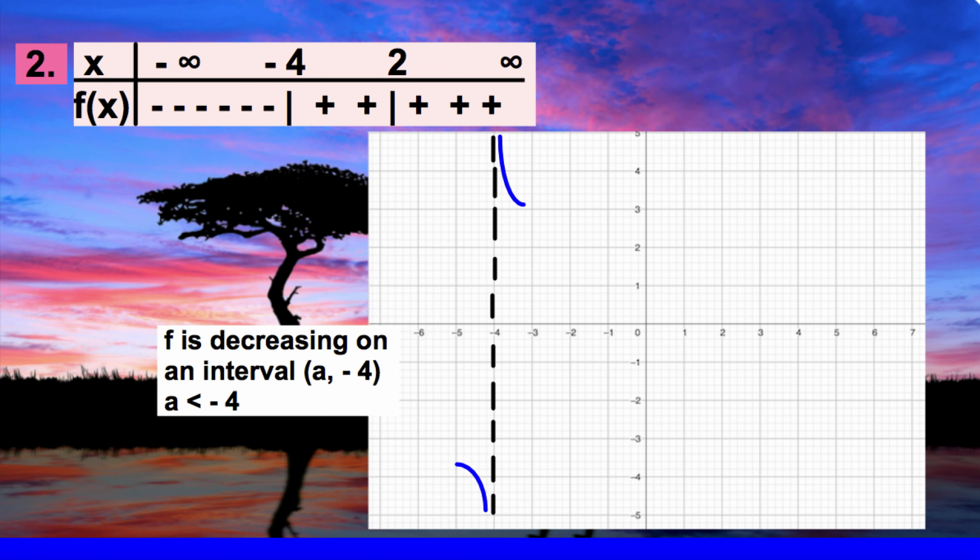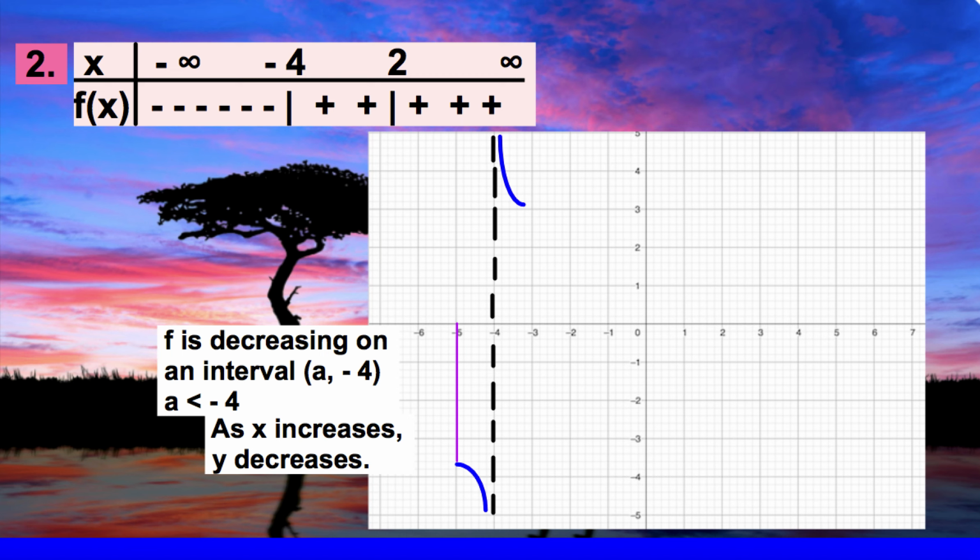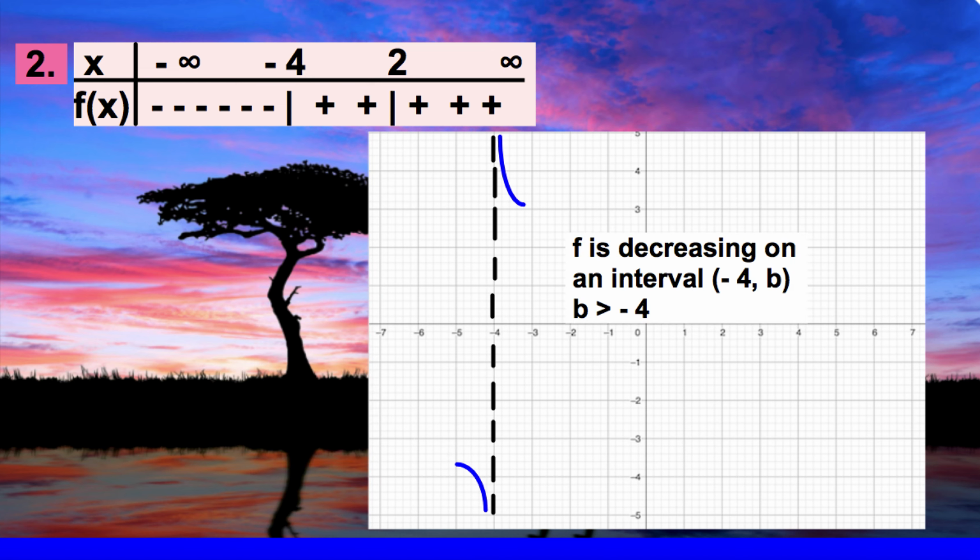F is decreasing on an open interval (a, negative 4), a less than negative 4. As x increases, y decreases. F is decreasing on an open interval (negative 4, b), where b is greater than negative 4. As x increases, y decreases.